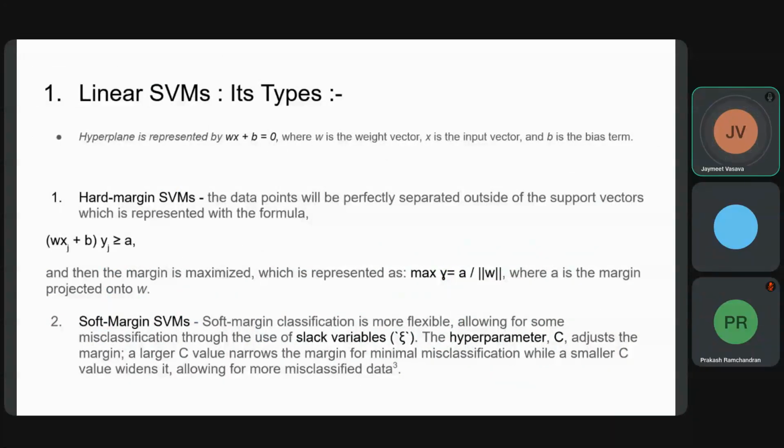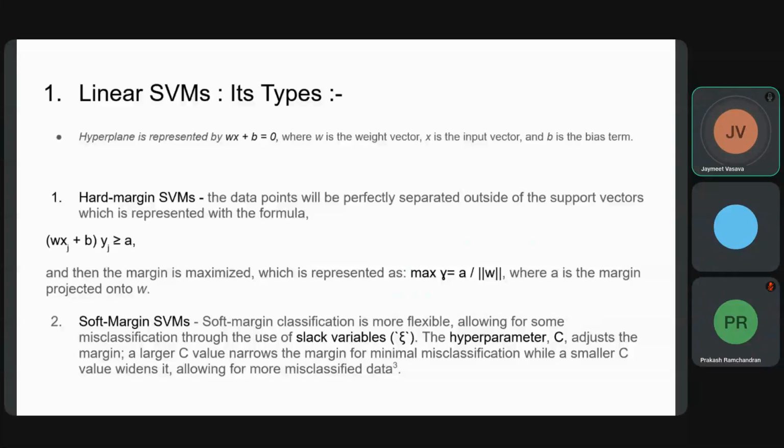So moving further with the linear SVMs, and mathematically speaking, the hyperplane is represented by Wx plus b equals 0. And now the linear SVMs have two subtypes, which can be called hard margin SVMs and soft margin SVMs. In hard margin SVMs, the data points will be perfectly separated outside the support vectors, which is represented by the formula Wxj plus b, multiplied by yj, is greater than or equal to a.